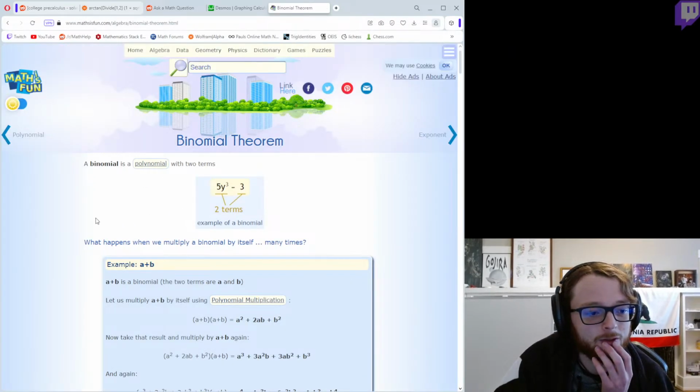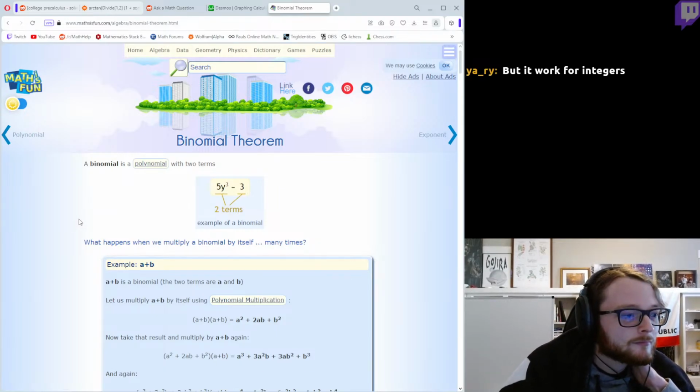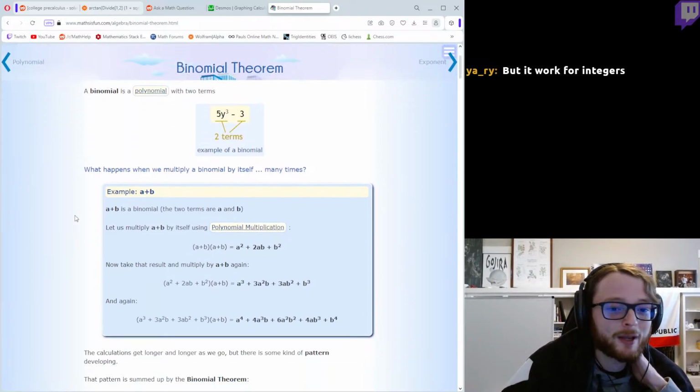It works for integers. I mean, is -1 not an integer? Oh, because -1 has to be an integer, but if you're thinking about it in terms of real numbers, I don't know. That's a part of math that I'm not that familiar with.